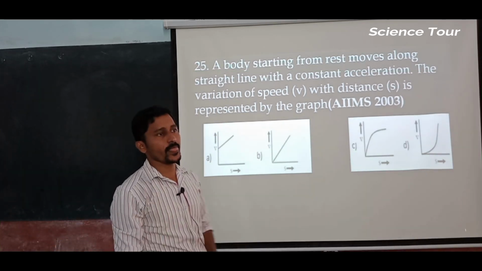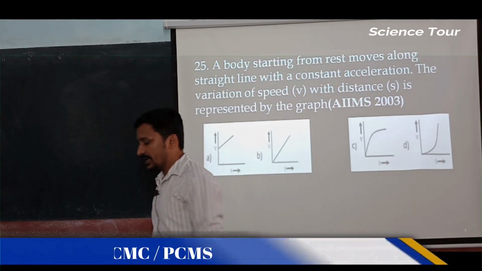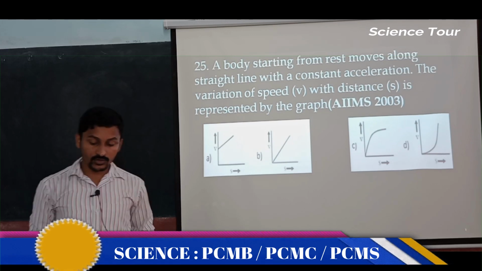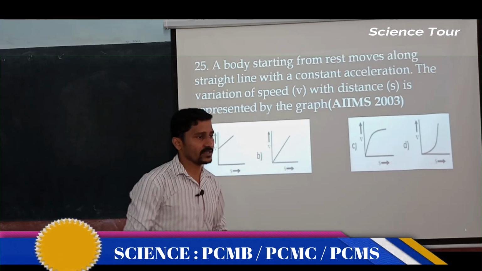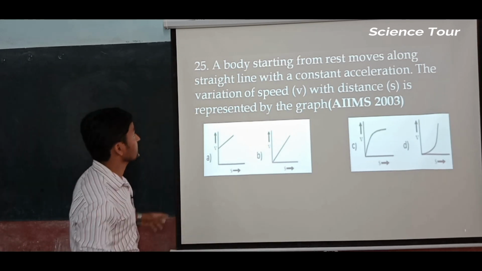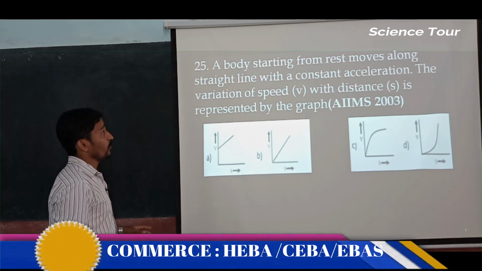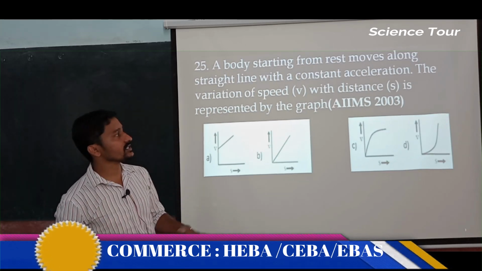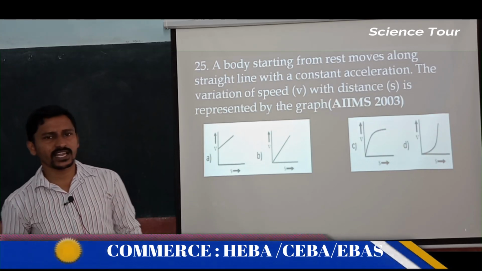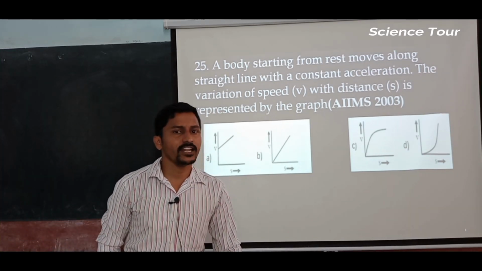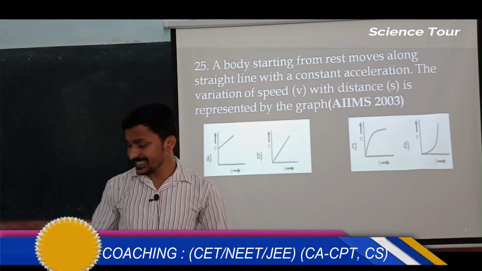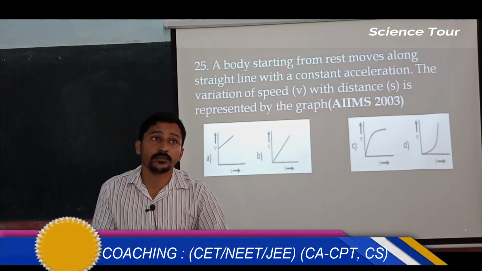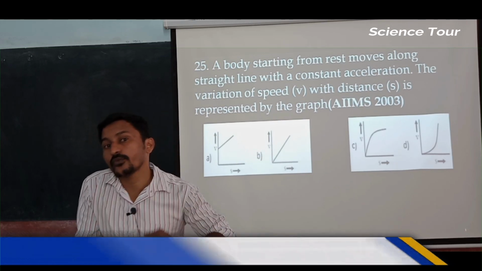Read the question on the screen and try to find out the answer. So what does that question say? It says that a body is starting from rest, moving along a straight line with a constant acceleration, which is the same as that of a freely falling thing, no? Whenever a problem comes with constant acceleration, try to connect it with freely falling things.